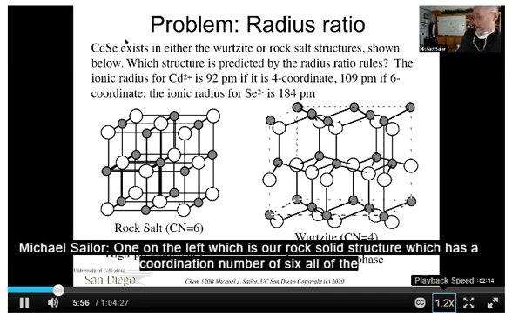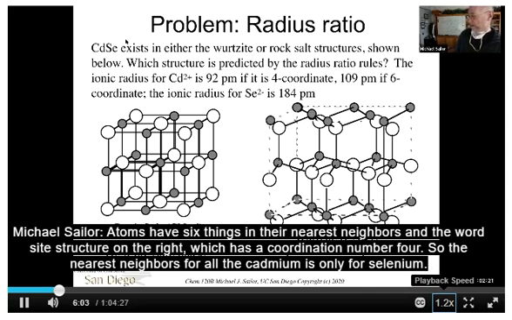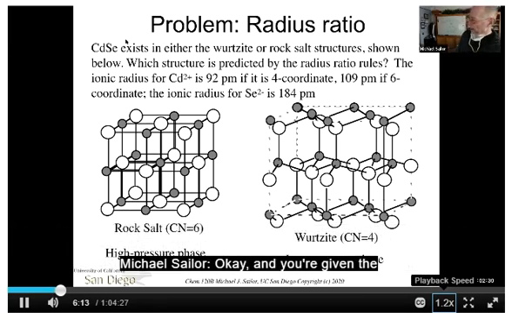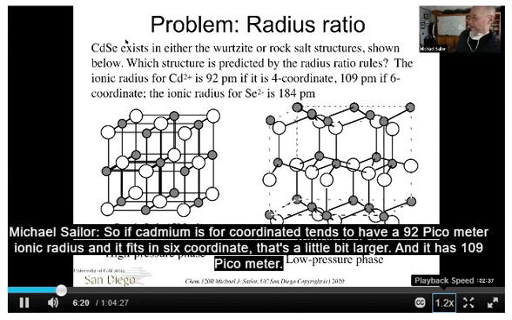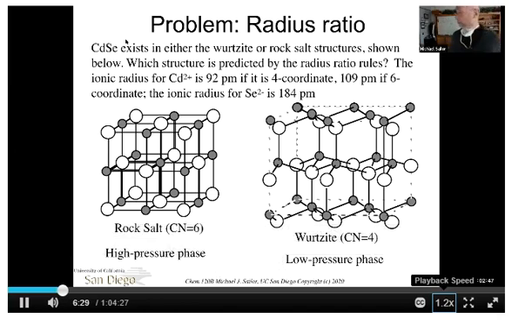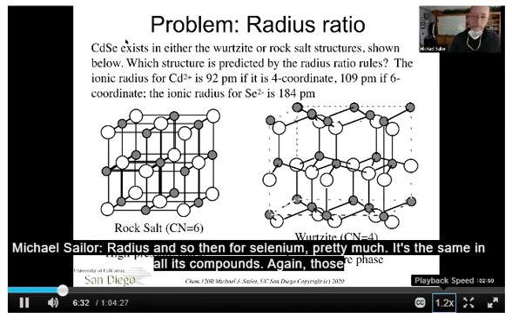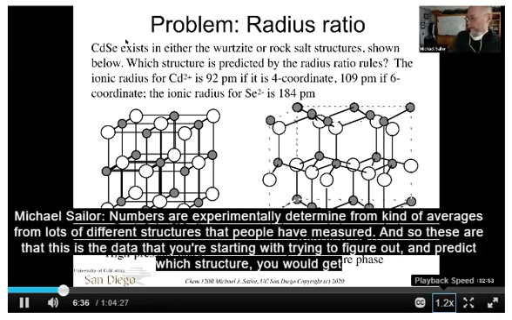Either the one on the left, which is our rock salt structure, which has a coordination number of 6, so all of the atoms have 6 nearest neighbors, or the Wurtzite structure on the right, which has a coordination number of 4. So the nearest neighbors for all the cadmiums is only 4 seleniums. You're given the radii. If cadmium is 4 coordinate, it has a 92 picometer ionic radius, and if it's 6 coordinate, that's a little larger, a 109 picometer radius. For selenium, it's pretty much the same in all its compounds. Those numbers are experimentally determined, averages from lots of different structures that people have measured.